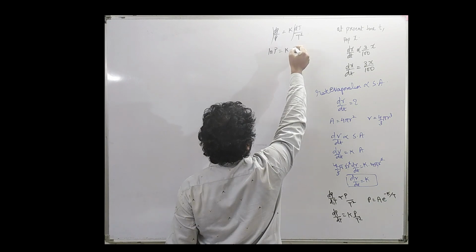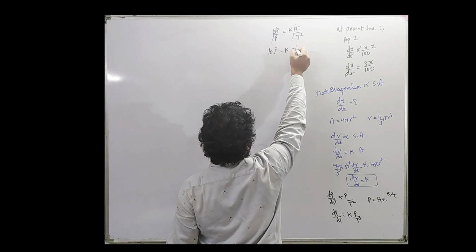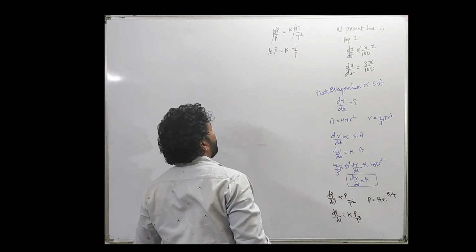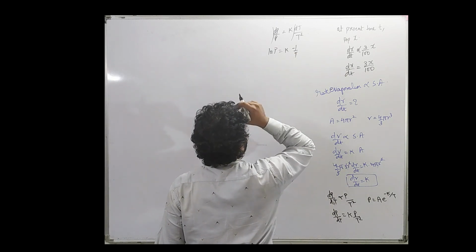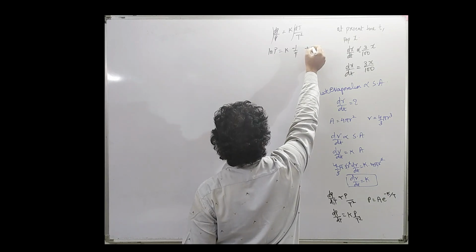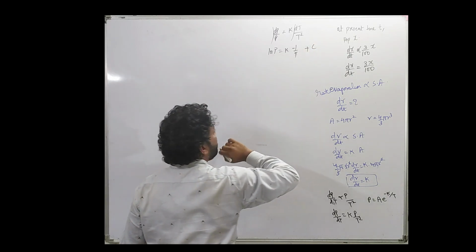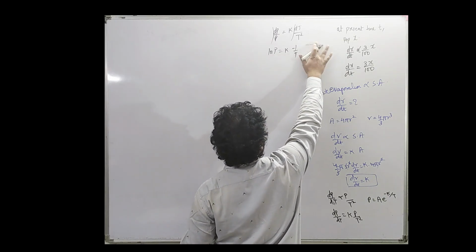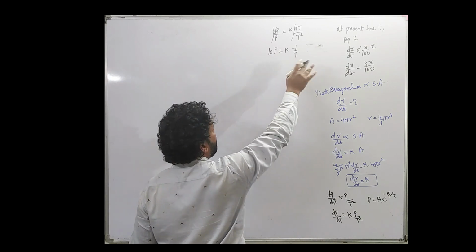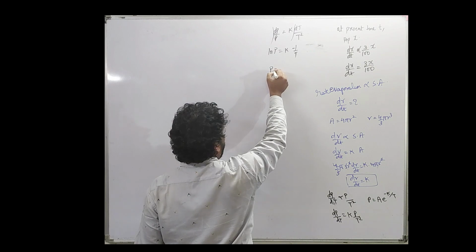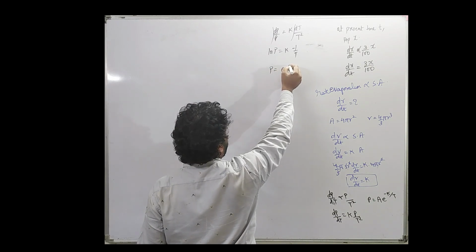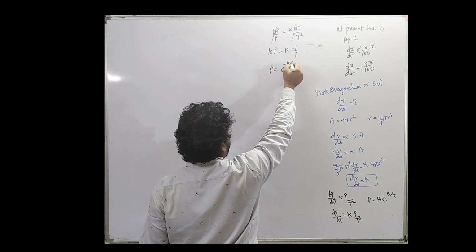So the integration of 1 upon t square will be minus 1 upon t, since minus 2 plus 1 is minus 1. Some constant c would appear in the equation, but no need, here we already have the constant k multiplied over here, so no need to add a new constant. Converting it into exponential form, we get e raised to the power minus k by t.